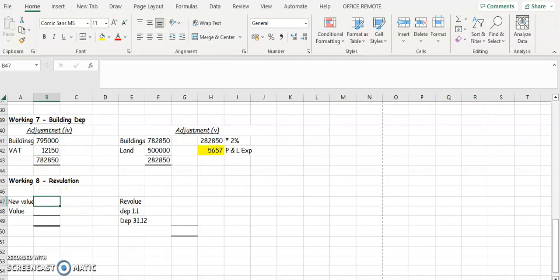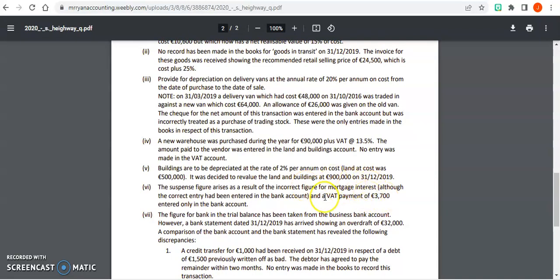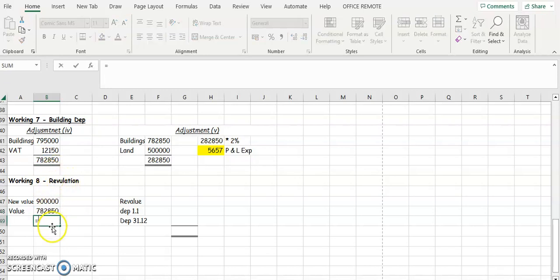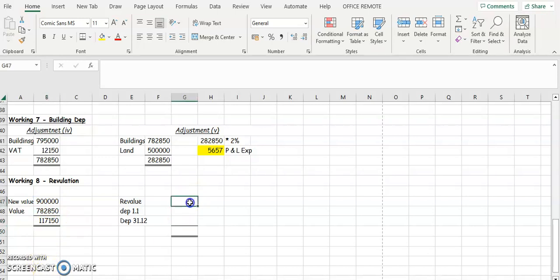Then the revaluation, so it tells us that at the end of the year we revalued our land and buildings at 900,000. So you need to find out what is the increase. So our new value is 900,000. The value on our buildings at the moment is 782,850. So the increase in value then is going to be 1,117,150. So three figures to make up the revaluation reserve, the first is going to be the increase in the value.